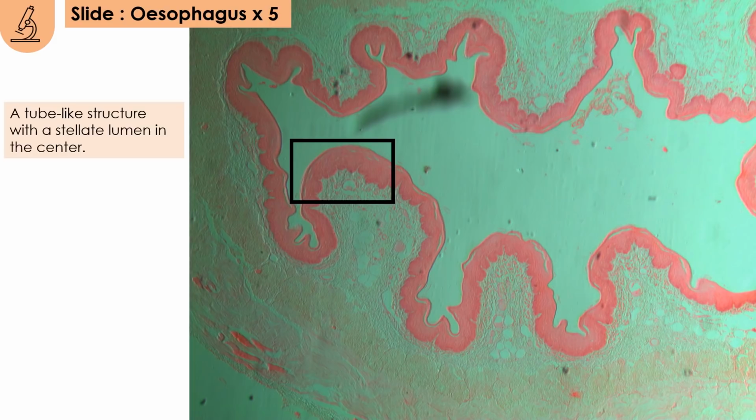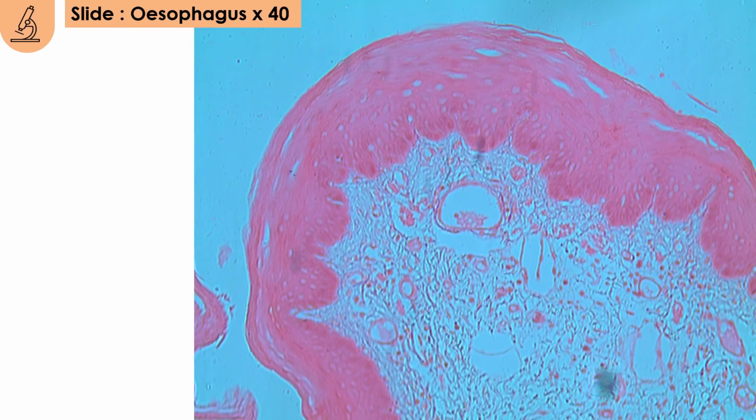So let's look under higher magnification. This is how it looks. This is the epithelium. Can you guess what type of epithelium this is? If you can see, it has several layers, compared with the previous slide, which showed only a single layer type of epithelium, isn't it? So this one has several layers.